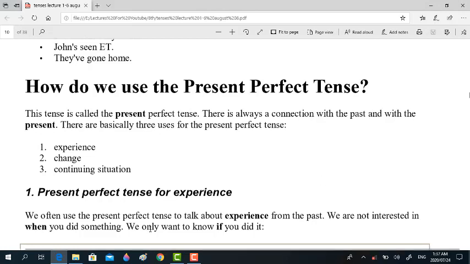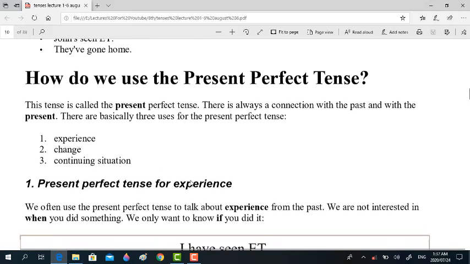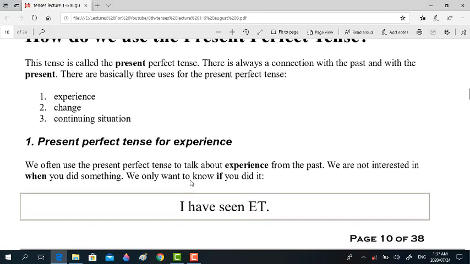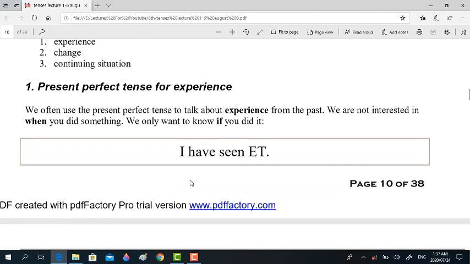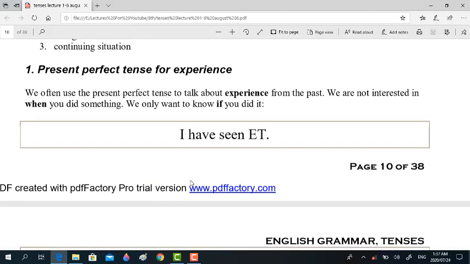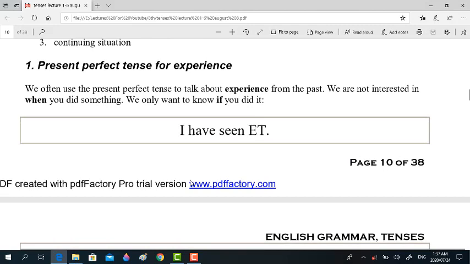There are basically three uses of present perfect tense: experience, change, and continuing action or situation. First, present perfect tense for experience. How does this tense show it? Present perfect tense shows experience. We often use the present perfect tense to talk about experience from the past. We are not interested in when you did something. We only want to know if you did it.